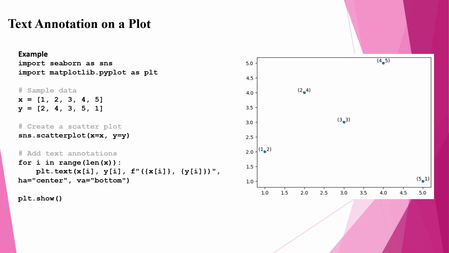The parameters ha and va are used to adjust the alignment of the text so that it appears clearer near each point. This makes the plot more informative by showing exact values along with the visual representations. Finally, plt.show is used to display the plot.